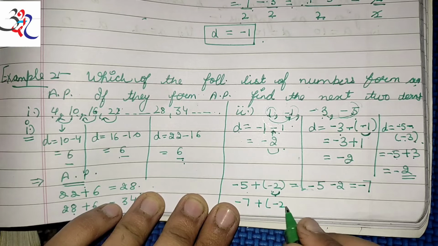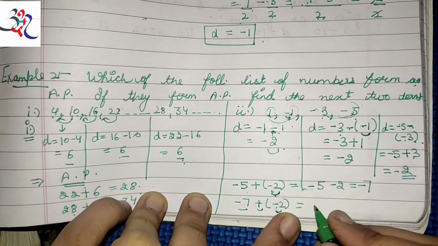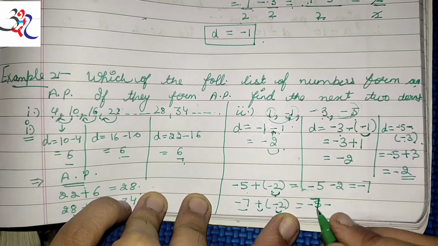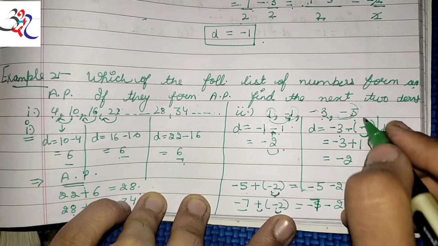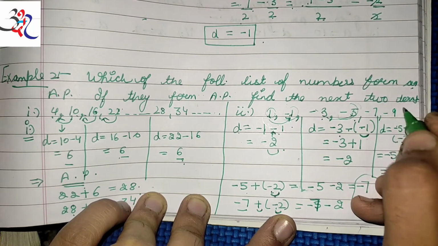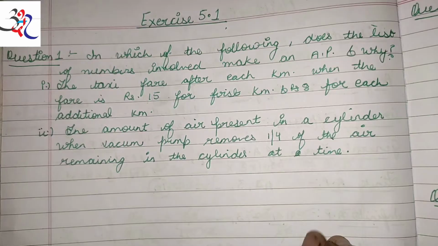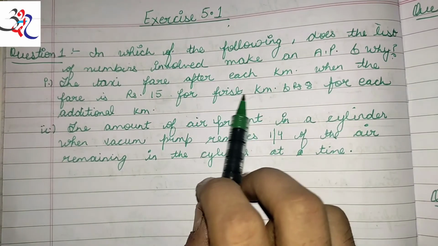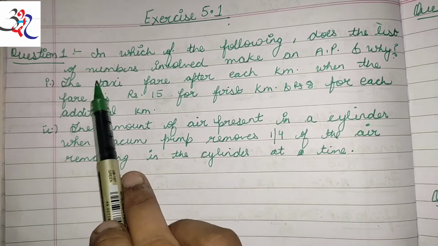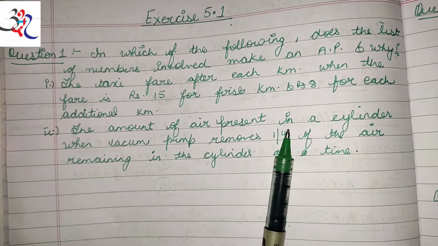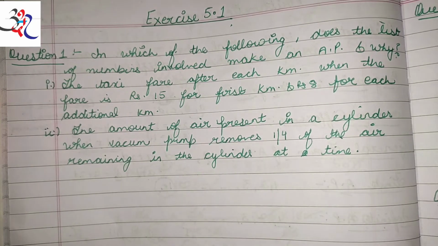Similarly, my next term will be what? Minus 7 plus minus 2, this common difference. So my answer will be minus 7 and minus 2, which will be equal to minus 9. So my consecutive next 2 terms will be minus 7 and minus 9. Okay. Again in the exercise 5.1, similar questions are there. The very first question is, in which of the following does the list of numbers involved make an AP and why? We have to tell which is forming an AP and why.